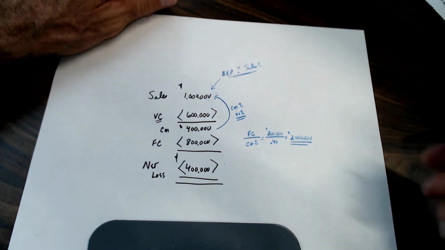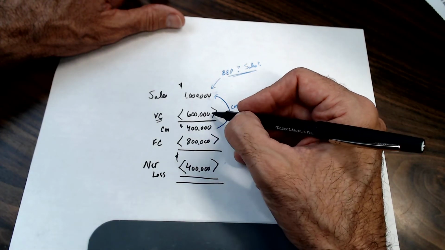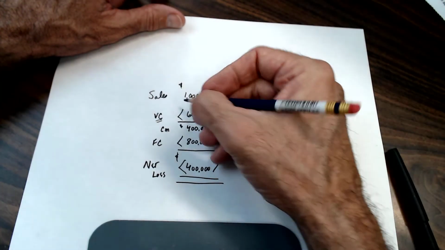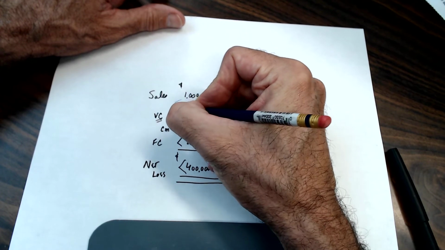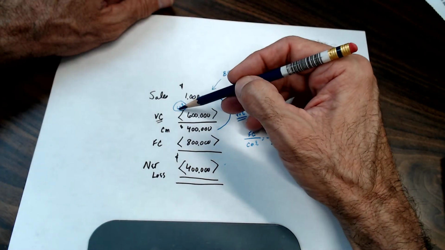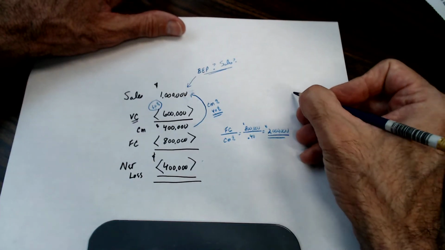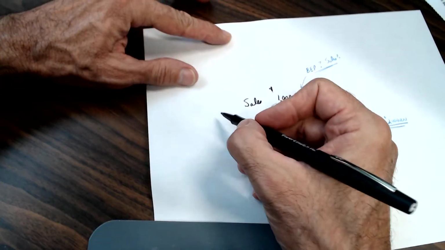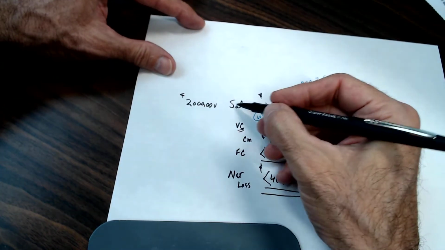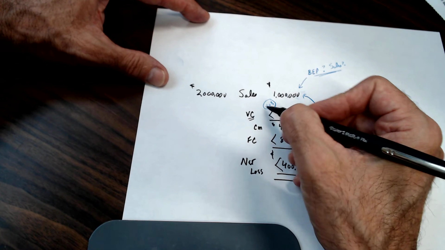Let's prove it if that's the case. If my contribution margin after the variable costs yields 40%, then the variable costs must be running 60% of sales. The total sales minus a 60% variable cost leaves 40% for me. So if my sales are $2 million, what would my variable cost be? 60% of that.